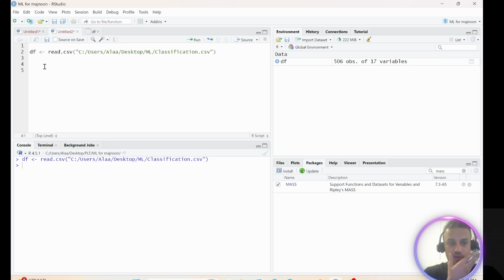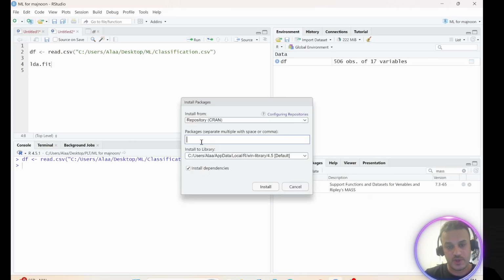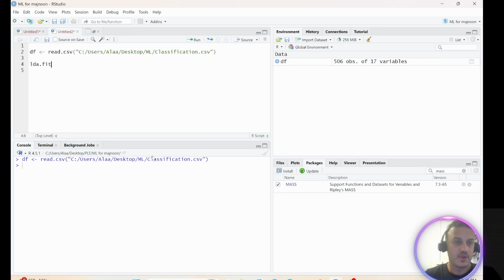So if you want to fit the LDA, firstly you have to load the library. The package is called MASS. You need to find MASS, and install and load the package. Just click on it. If you don't know how to do that, go to Install and search for MASS, click on it and download it. Then fit equals LDA. That is going to fit the model.